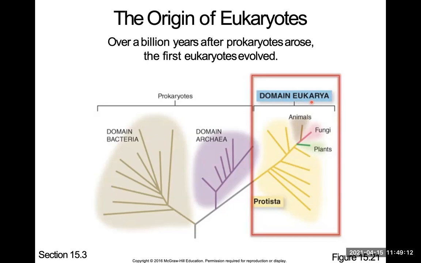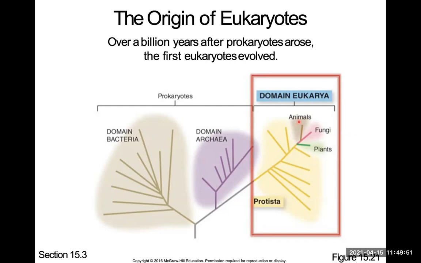In domain eukarya, we have protista, animals, fungus, and plants. In this chapter, we will go over protista first and then fungus. Chapter 16 is plants. Chapter 17 is animals. In chapters 16 and 17, we're going to take different types of plants and group them together. Same thing for animals. For example, fish, which group they go to, mammals, amphibians. So we're going to start doing that in chapters 16 and 17. Today, we're going to cover protista.